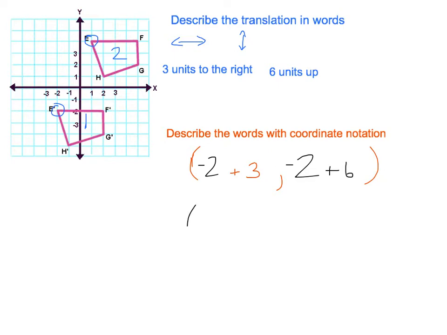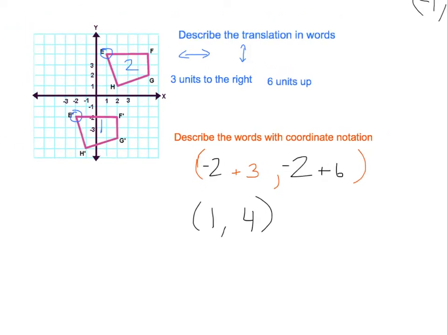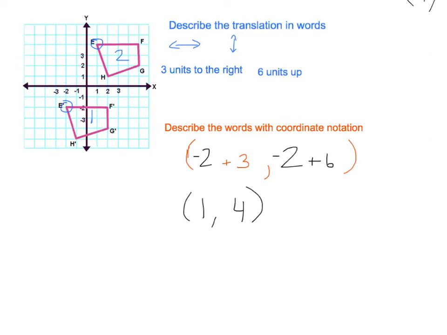And when I actually add that, -2 plus 3 is 1, -2 plus 6 is 4. That should be the coordinates of my new point E, which is right here. So let's check. Is it 1, 4? Well, I go over 1, up 1, 2, 3, 4, and sure enough, there we go. So what's cool is we can take our translation from this point E to that point E, and apply it to the other points to check if it's a perfect translation.